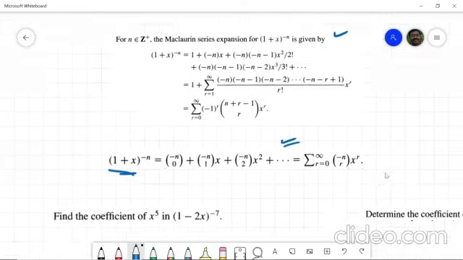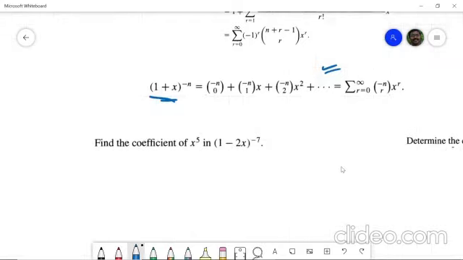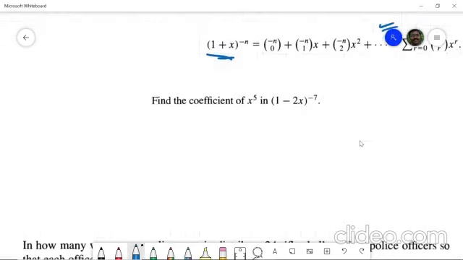First let us discuss how to find the coefficient of x^5 in (1 - 2x)^(-7). Just remember the binomial theorem in the case of negative integers is this. You should remember this result, so we will use that result here. So what will be the expansion of this?